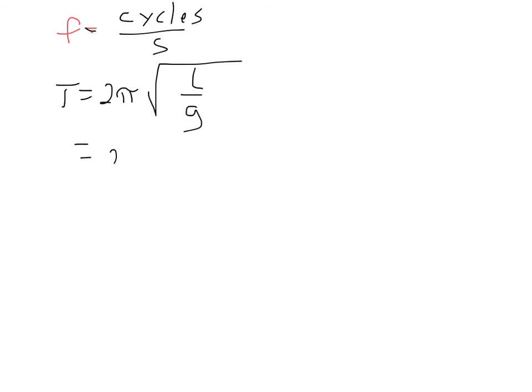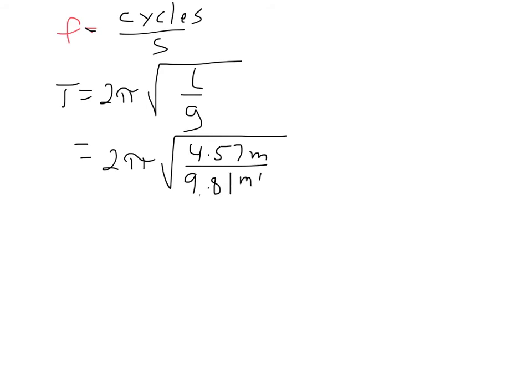So frequency is cycles per second. First we're going to find the period using the equation period equals 2 pi times the square root of length over gravity. And then we're going to do 1 over that to find frequency. Let's find the period. So period equals 2 pi times the square root of L over G. So that equals 2 pi times the square root of our length, 4.57 meters, over G, and it gives us G as 9.81, so we'll use 9.81 instead of 9.8 meters per second squared.